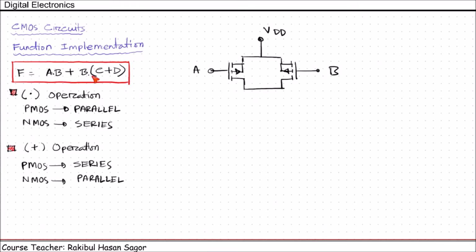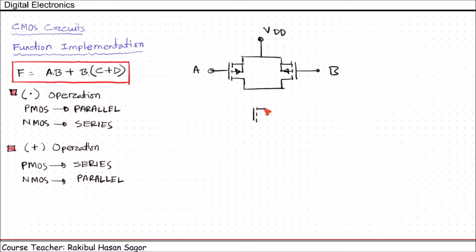We have B multiplied with C or D. So C or D, they are having OR operation. So for PMOS case, they are to be connected in series, and that should be paralleled with B, and this whole portion should be ORed with AB. That means ORed with AB means they will be connected in series. So let's complete the portion step by step. Let us do the C or D first. For C or D, we need to use two more PMOSes as they are having OR operation, so they are to be connected in series.